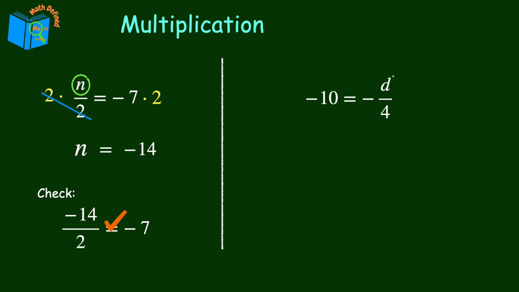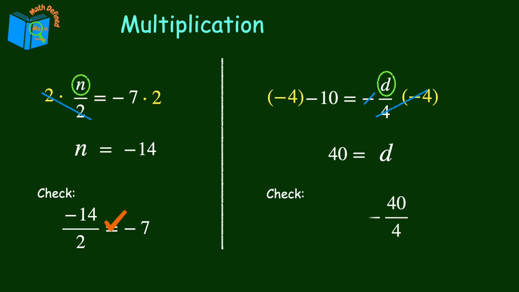What do you think the value of d will be? Since d is divided by -4, we multiply both sides by -4. On the right, the -4's cancel out, leaving d. On the left, -4 times -10 equals +40. Checking our solution, 40 divided by -4 equals -10. Our solution is correct.